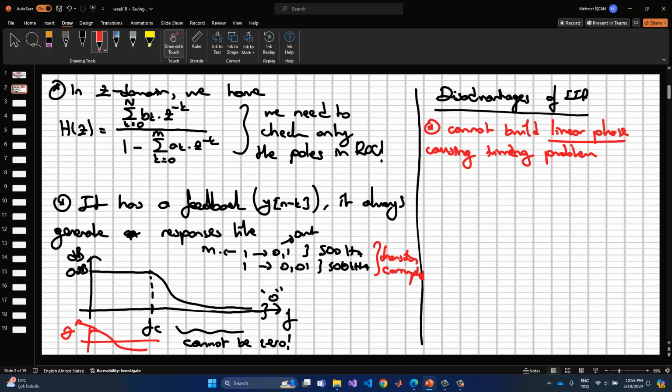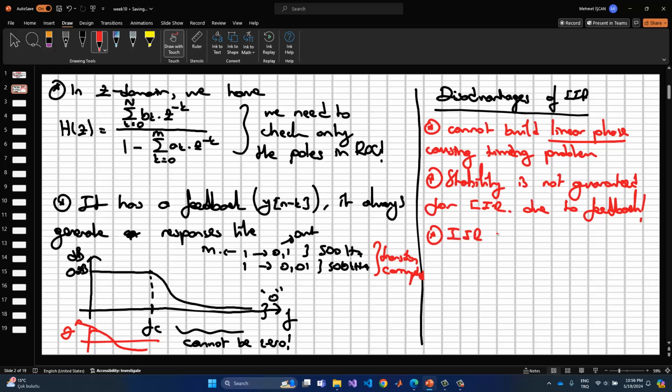due to these regions. Okay, also stability of this filter is not guaranteed for IIR due to the feedback components. Okay, we should always check the values of these terms, okay? And also IIR filters as a result are closed loop systems.